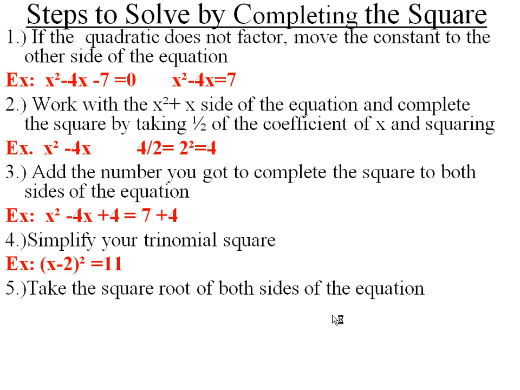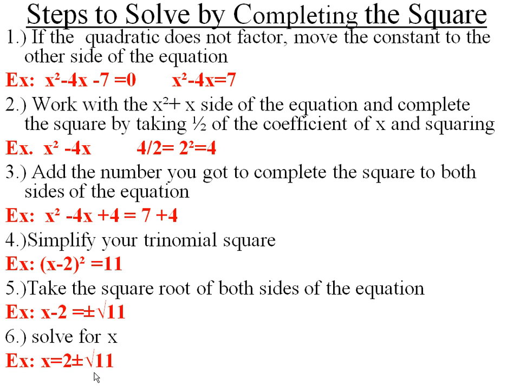Now, square root both sides. The square root of x minus 2 squared is x minus 2. The square root of 11 is the square root of 11, and it's plus or minus that. Now, are we done? No. Is x by itself? No. So we add 2 to both sides, so we solve it for x. 2 plus or minus the square root of 11. And that's an acceptable answer. That's what we want to see. No decimals. We don't like that stuff.